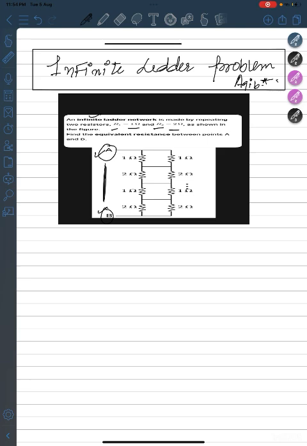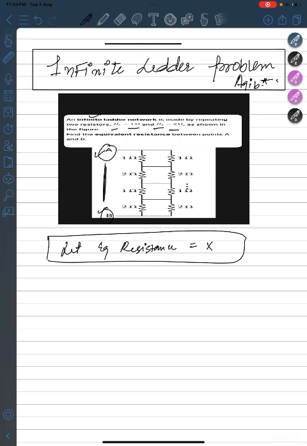So the problem first says that it is an infinite ladder, so now the trick starts. As the question says that it is an infinite network, let the equivalent resistance be X. We will put the equivalent resistance equal to X.